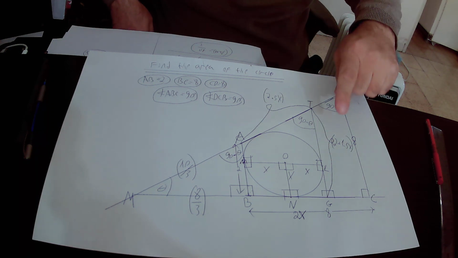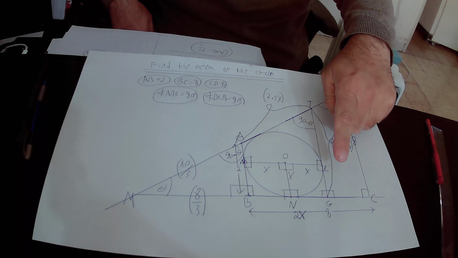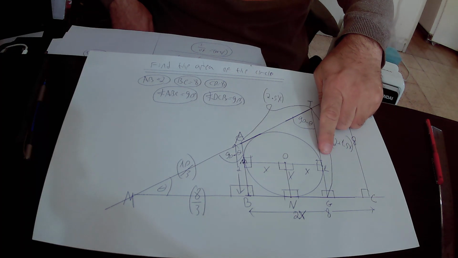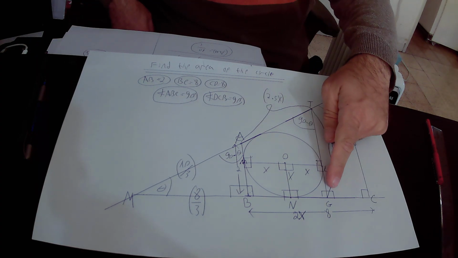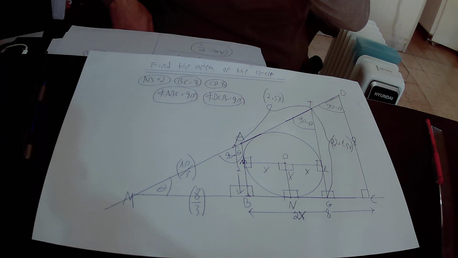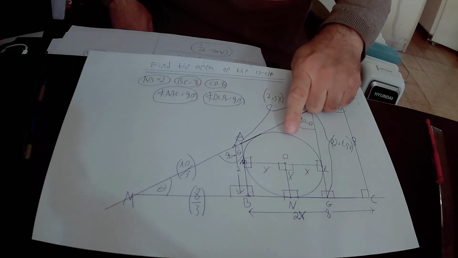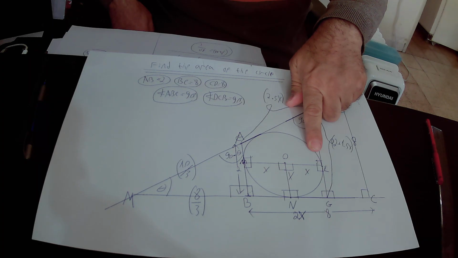Then we draw a perpendicular on BC in such a way that the perpendicular will also be tangent to the circle at point L. So this angle equals 90 degrees and this angle equals 90 degrees according to our construction. We join points O and L by a straight line. OL is the radius of the circle.